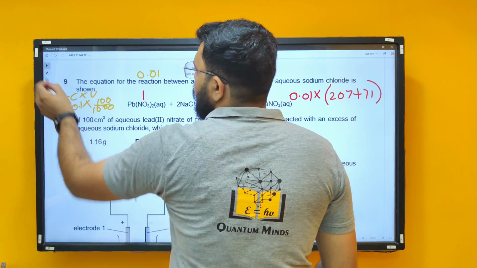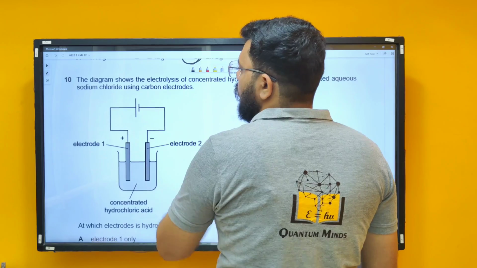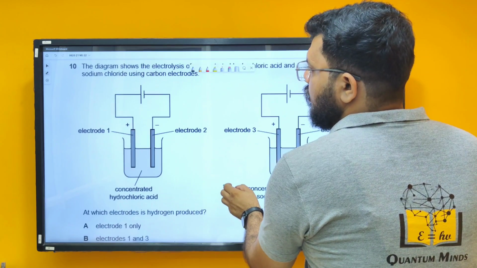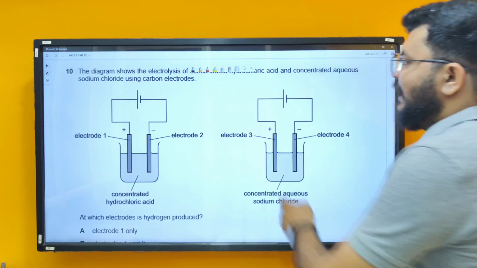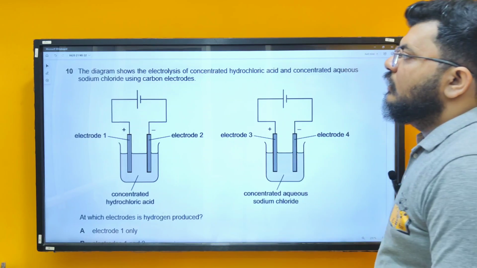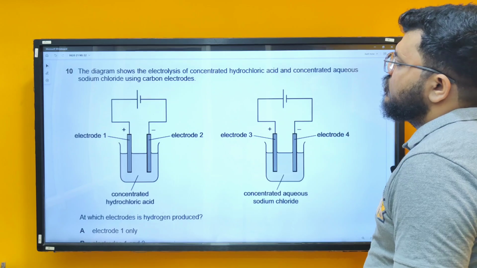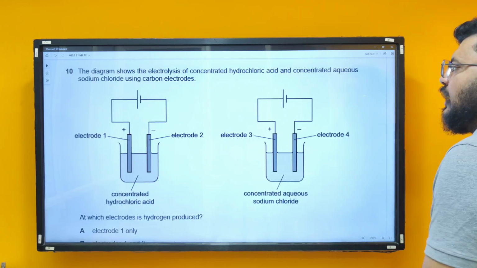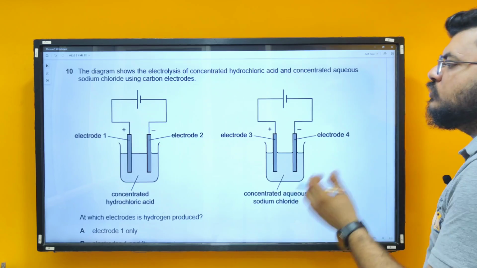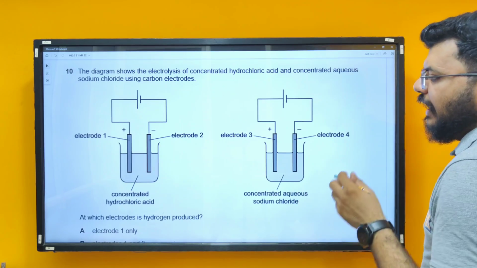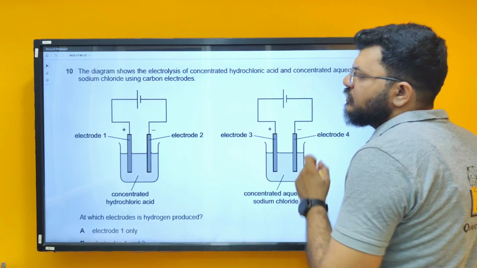Then we have question number 10. Okay, we'll have to read the question. The diagram shows the electrolysis of concentrated hydrochloric acid and concentrated aqueous sodium chloride using carbon electrodes. At which electrode is hydrogen gas produced?